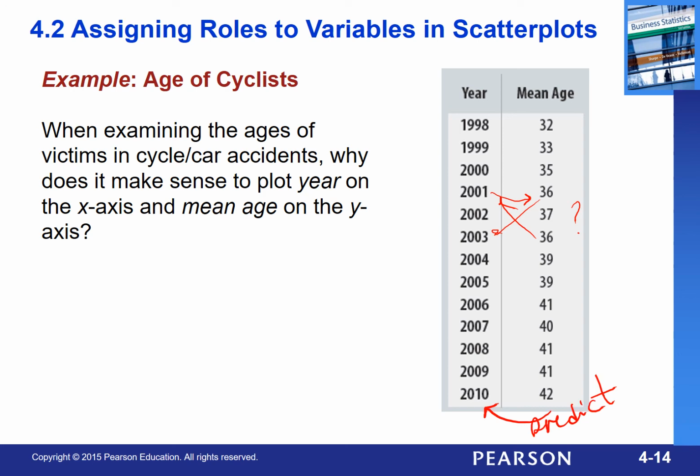However, if you're trying to say, what's the mean age of the cyclist? And someone told you the year, you could be like, oh, 2001, 36. But if I told you, hey, the mean age is 36, you'd be like, what year is it? Who knows? That one's kind of hard. And that's usually true. Usually trying to use one to predict the other makes more sense than the other direction. And that's an easy way to tell which variable is which. Who can I use to predict the response?